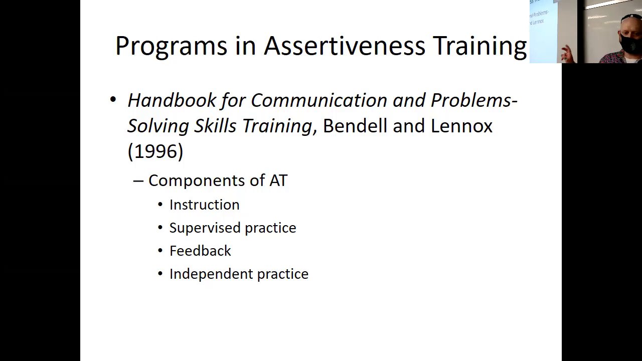And then you give them some homework, which would be independent practice, and say, I want you to work on doing this, and next time we meet, I want you to tell me some times where you were able to be assertive. So that's one of them. Pretty straightforward, simple pathway right there.